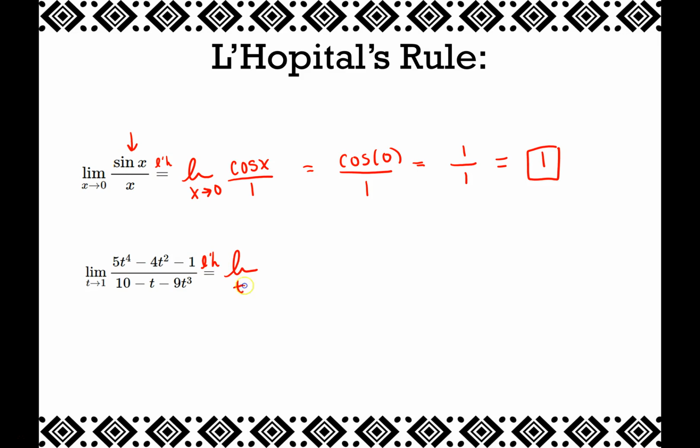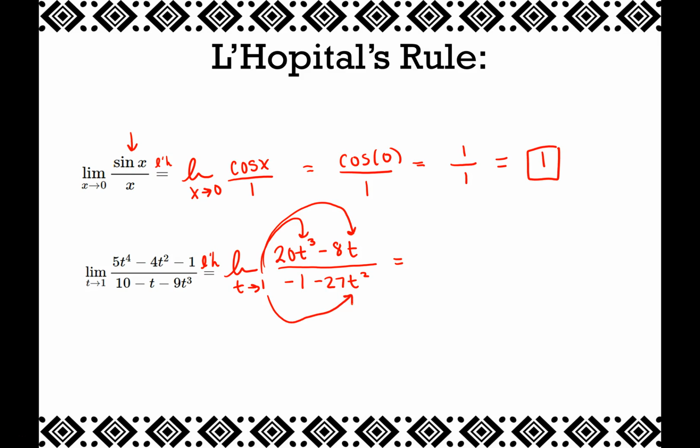The limit as t approaches 1. And now I just take the derivative. So that gives me 20t cubed minus 8t all over negative 1 minus 27t squared. All right, now I'm going to just take that 1 and plug it in for t everywhere I see a t.